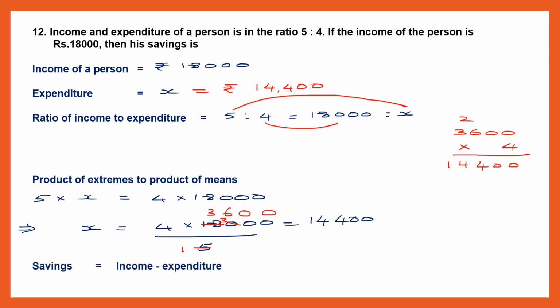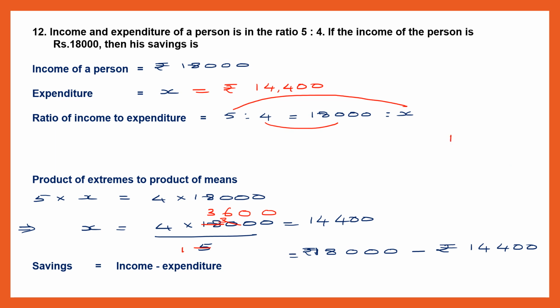How to find the savings? Savings is income minus expenditure. So how much is the income? The income is 18,000 rupees. So we can write that income is 18,000 rupees and expenditure we just found out to be 14,400. Now if we minus these, we will find the savings. So let's do that. 18,000 minus 14,400.